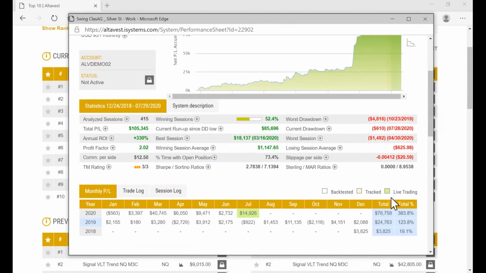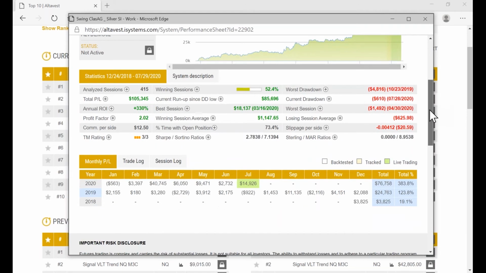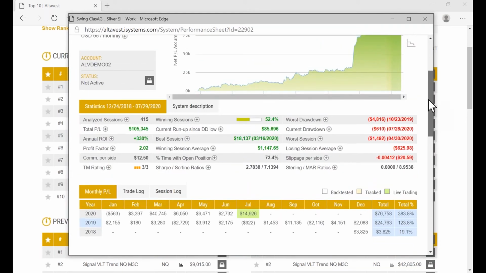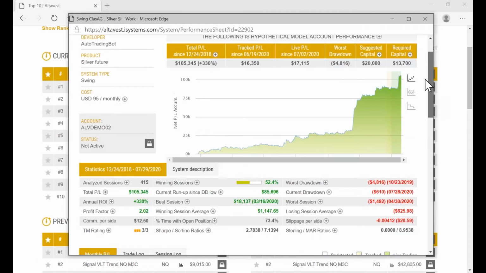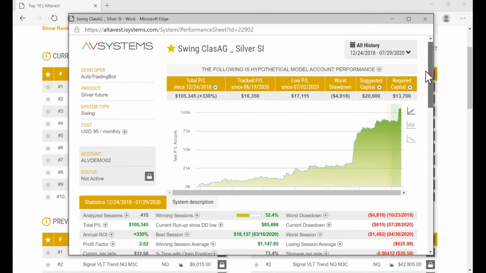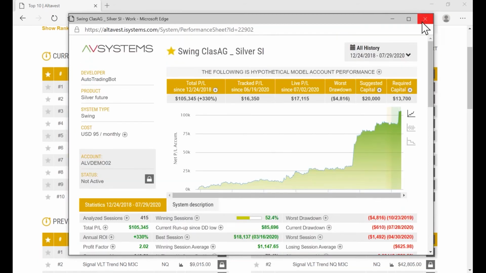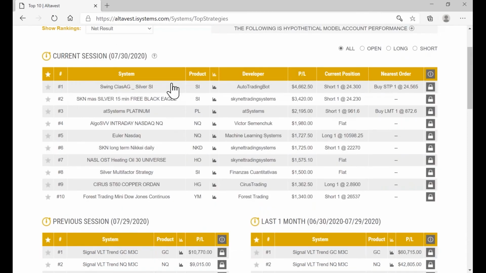Let's take a look at that one just for kicks. So here you go, having a huge year, 383%. Of course, past performance is no guarantee of the future, but that's enormous. It makes sense because silver's been moving a lot since March in particular, and so has gold. So this system here is really, really doing well. And it's the top system for today.